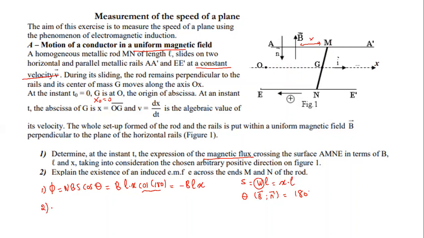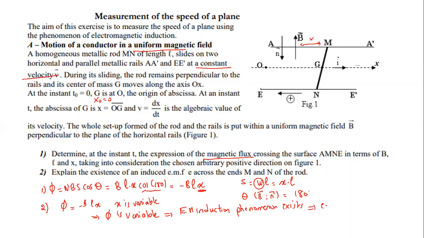Now, second part: explain the existence of an induced electromotive force across the ends of MN. In order to have an induced electromotive force, we must have the phenomenon of electromagnetic induction. Here phi is equal to minus B L x, and x is variable due to the variation of the surface. So x is variable, which means that phi is variable. And if the flux is variable, the electromagnetic induction phenomenon exists, which means that an induced electromotive force exists between M and N.